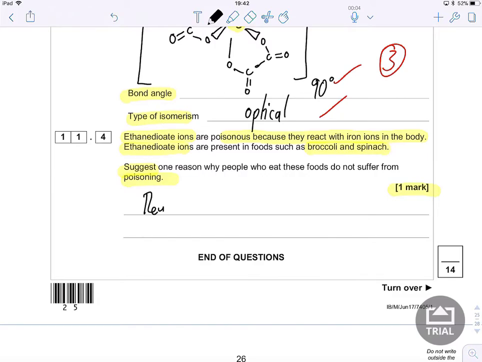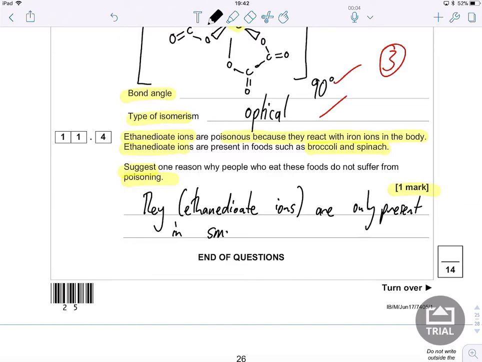the ethanedioate ions are only present in small concentrations. So they're not going to poison you because the concentration of them is so small. Okay.